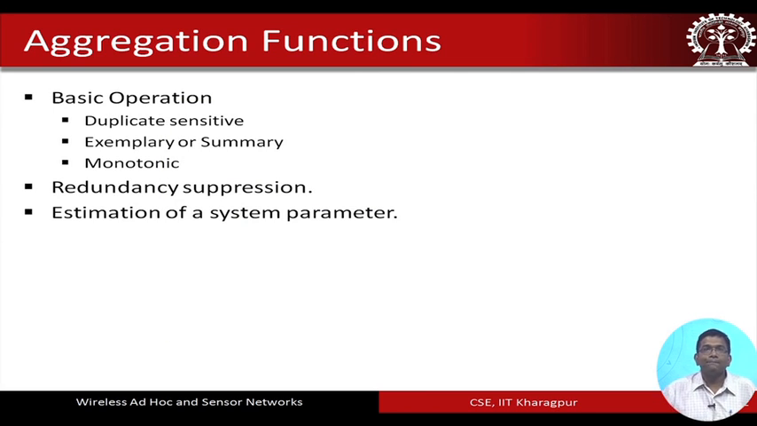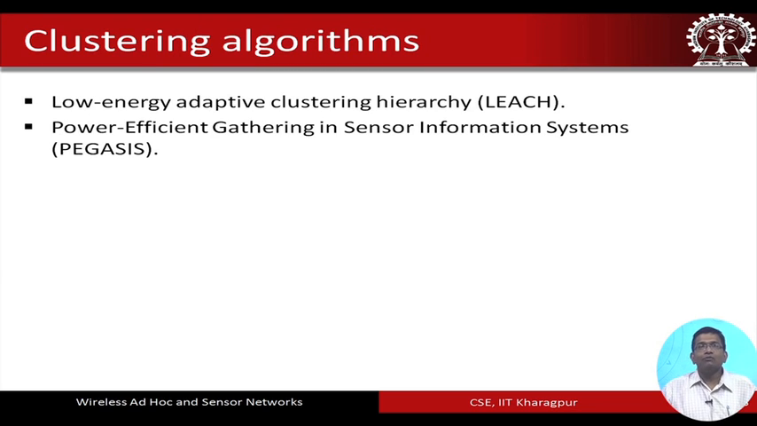So, these are the different types of aggregation functions that can be adopted. We are not going to talk about them further, but one thing finally I would like to mention is we have already seen data centric routing protocols for sensor networks. We have seen localized routing protocols which exploit specific location information, latitude, longitude for instance, and so on. Similarly, there is another class of routing protocols which is called the cluster based routing protocols. LEACH and Pegasus are two well known cluster based routing protocols.